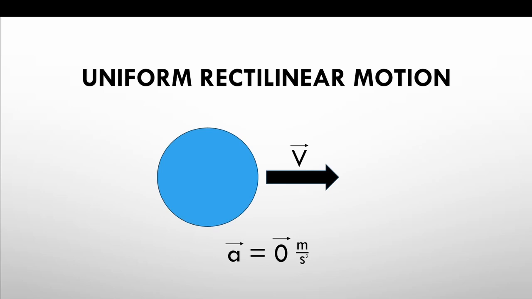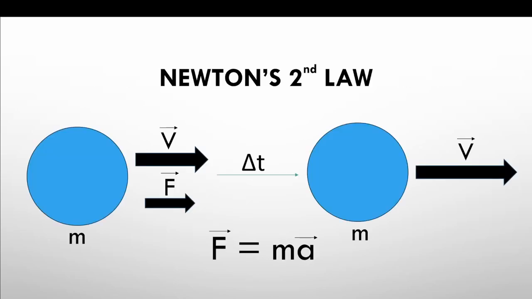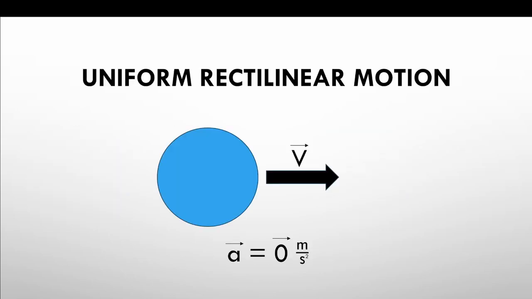In this case, we're gonna be using Newton's second law of motion, which states that the change in velocity over time of a body, its acceleration, is directly dependent on the existence of a force acting upon it, F equals ma. Since there's supposedly no net force acting upon the body in the video, its velocity should never change, and therefore we observe a uniform rectilinear motion.